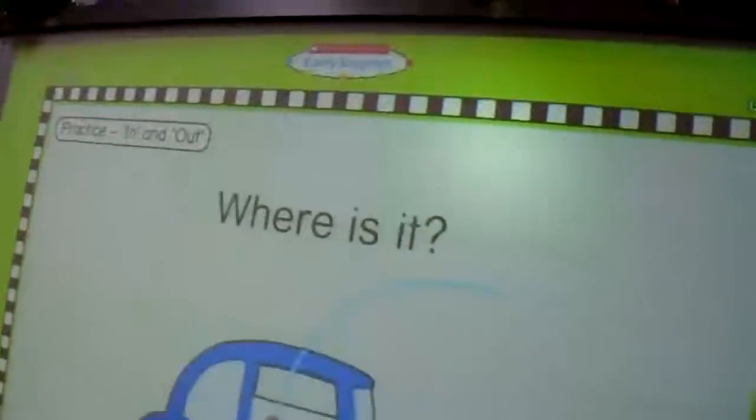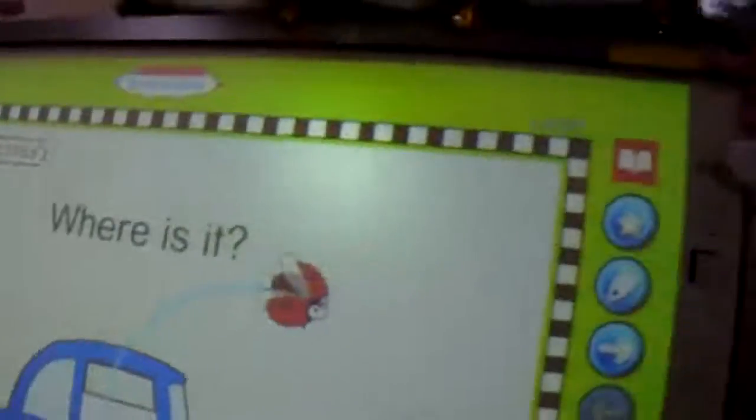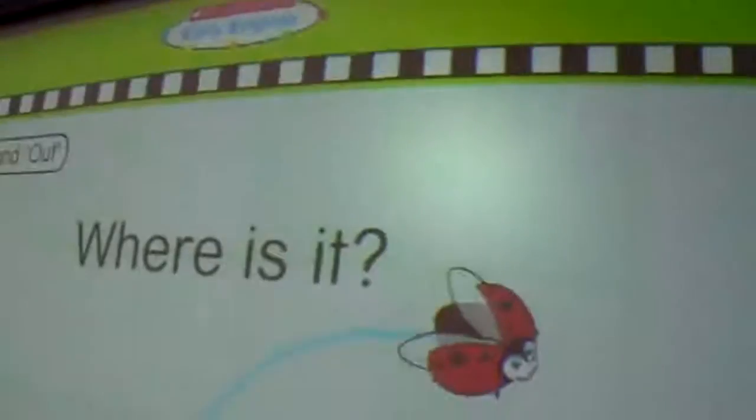In the house, out of the house, we want to do some very fast repetition on this. And the slide that is here, and the way I just showed it, I'm going to go through it one more time. Where is it? Everybody say, where is it? What does where mean? They need to know that.